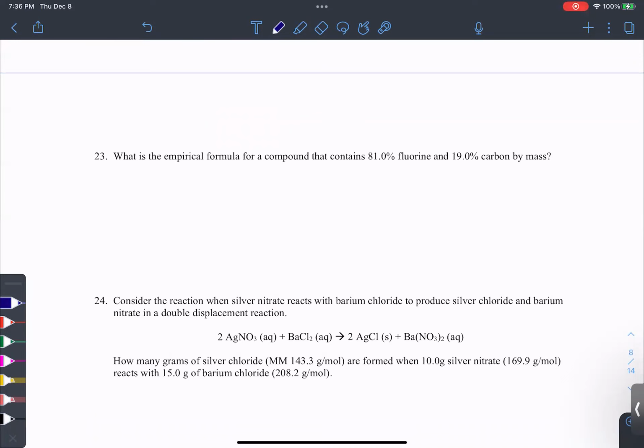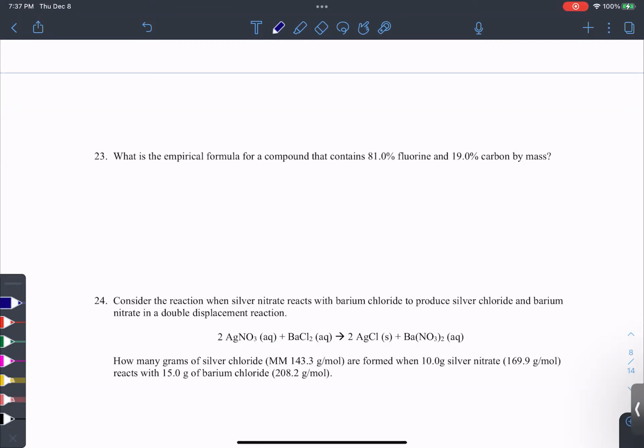What is the empirical formula of a compound that contains 81% fluorine and 14% carbon by mass? So with these empirical formula questions, the big idea is you need to figure out how many moles of each element you have. Once you have the number of moles of each element, you divide by the smallest number. That's how you get your empirical formula, your mole ratio. Same thing if this was combustion analysis. You just find moles of each element.